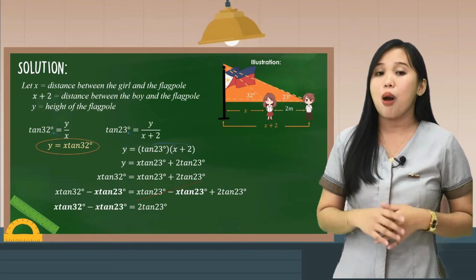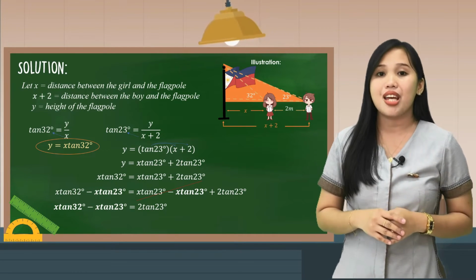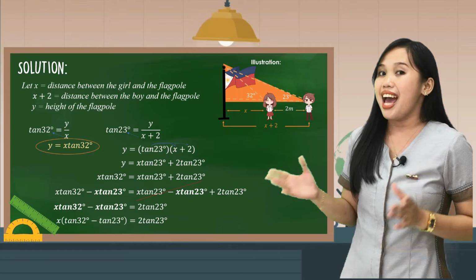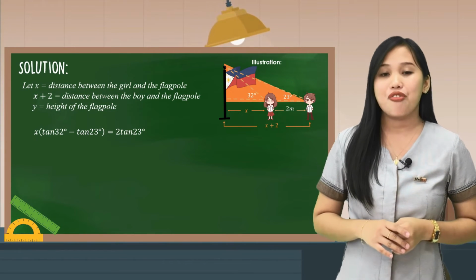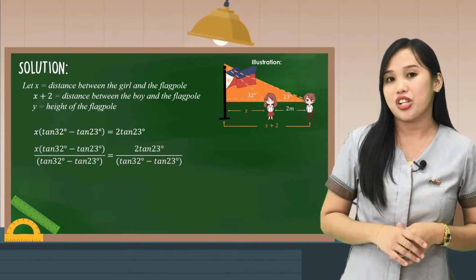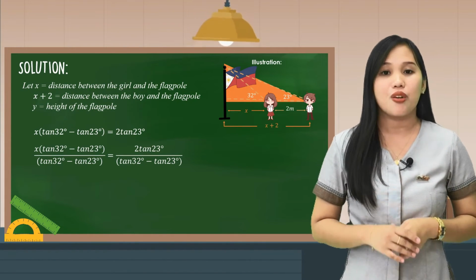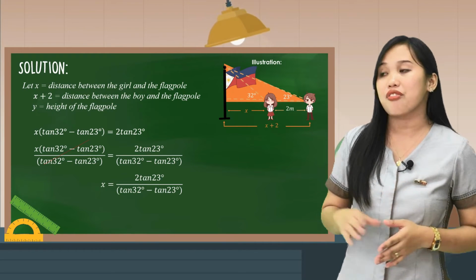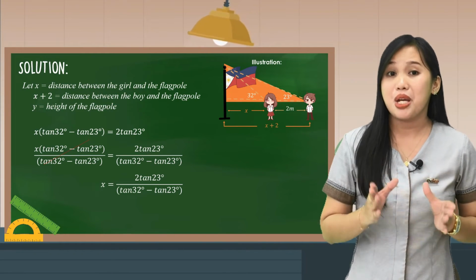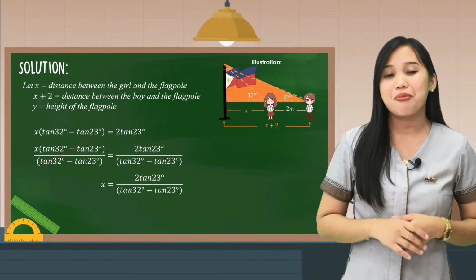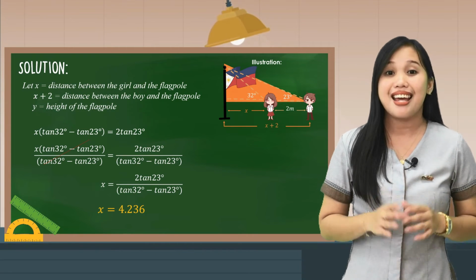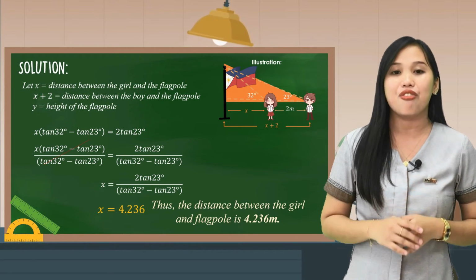And since they have a common factor x, we can rewrite the equation like this. And to isolate x, divide both sides of the equation by the quantity of tangent 32 degrees minus tangent of 23 degrees for us to arrive at this new equation. And by using the scientific calculator, we obtain 4.236, and that is the distance between the girl and the flagpole.